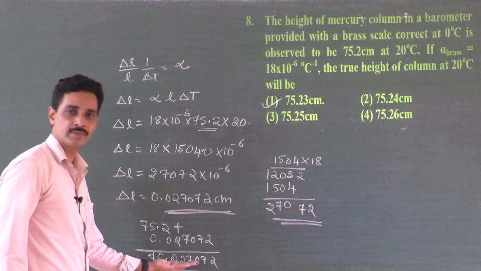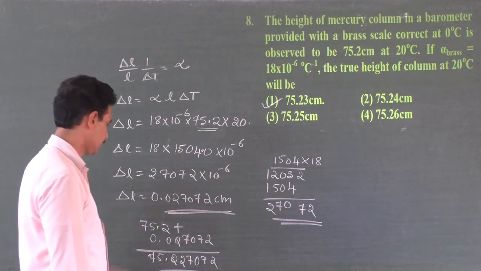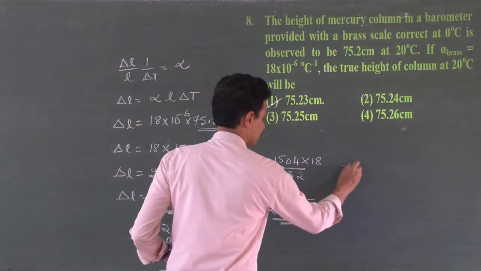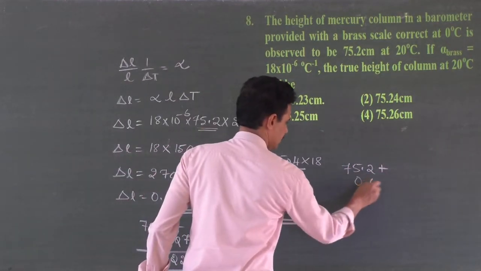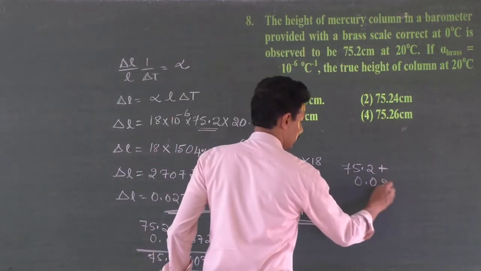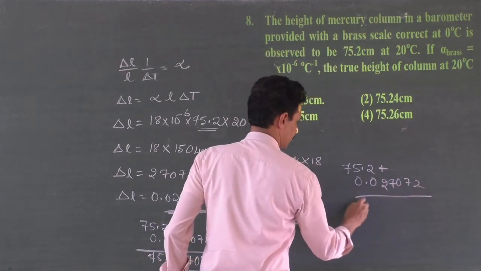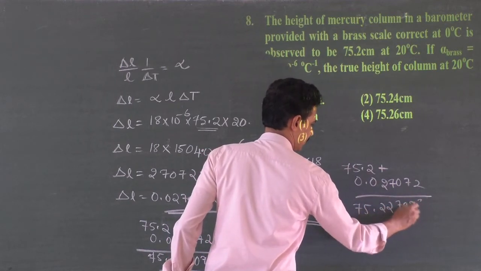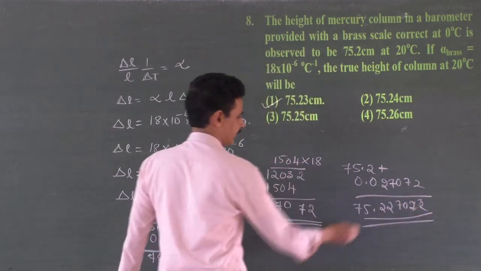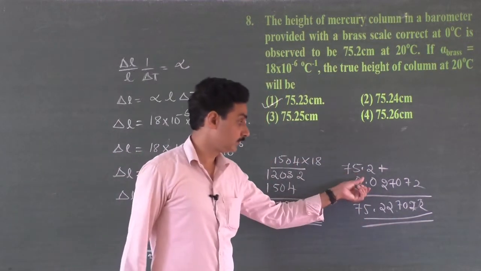Okay, somewhat, right? You can see this, yes. So 75.2 plus, I will write it again, plus that increase in length, 0.027072. So 75.227072, this should be the answer. So 75.23, nearest answer. And hope you have got why you have to add this.